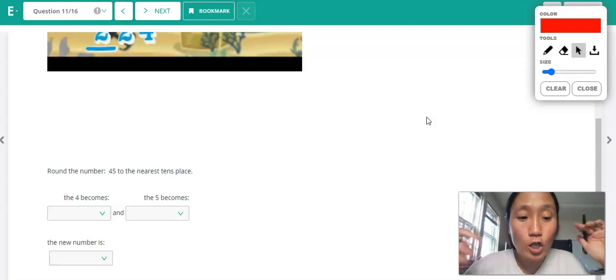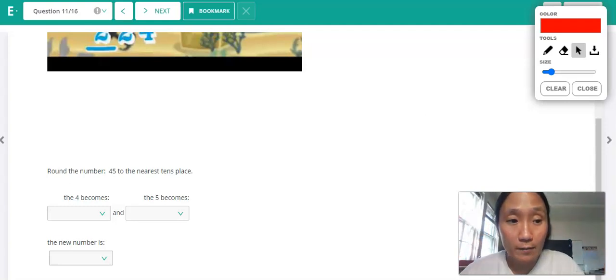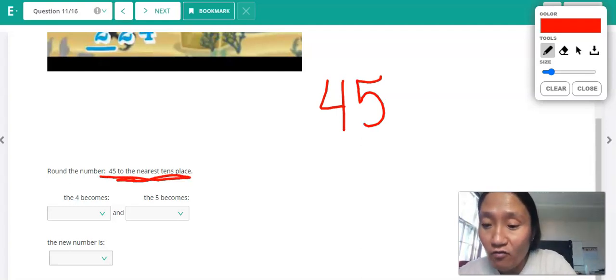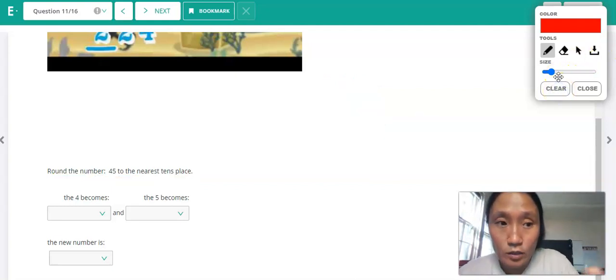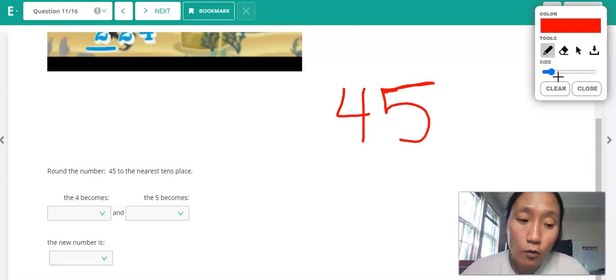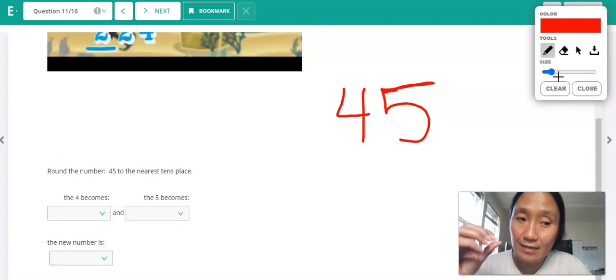So now, let's take a look at this, and we're going to move through this pretty quickly. The number you're looking at is 45, and it's telling you, round the number 45 to the nearest tens place. So you write this down on a piece of paper or a whiteboard with a marker. It doesn't matter, but I suggest that you do that with me, because if you don't, you're not going to get this, okay?